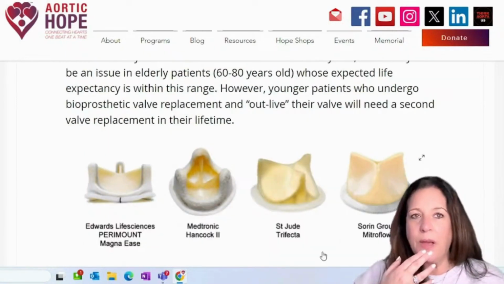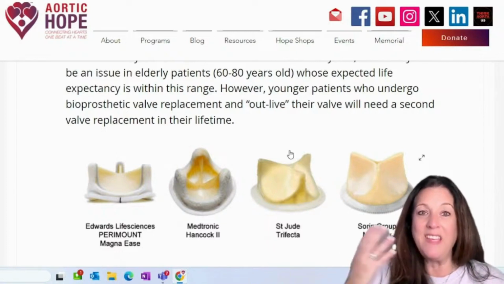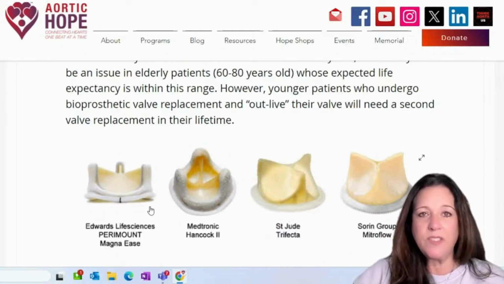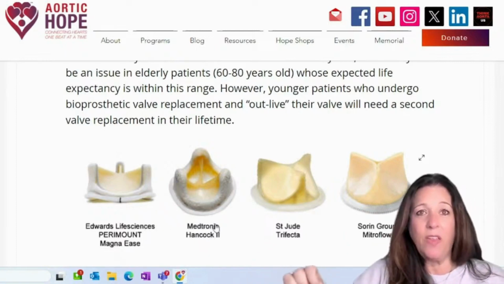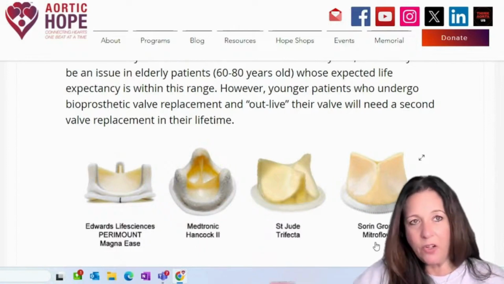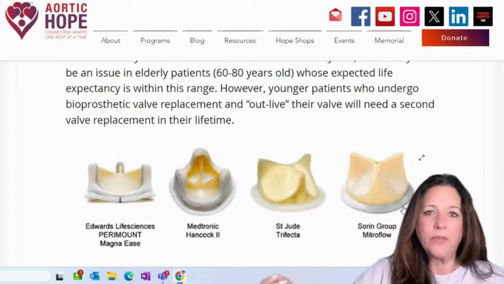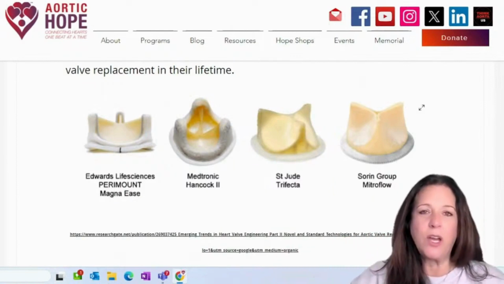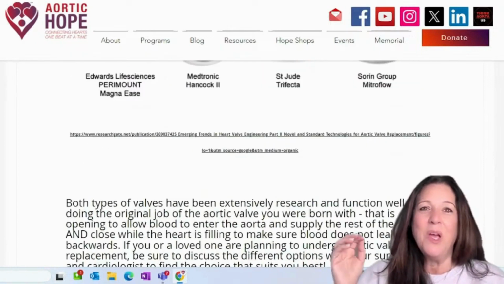So here are some of the tissue valves, which I have seen some of in person, and these actually have what look like three cusps. This one is by Edwards Lifesciences, called the Magna Ease. Medtronic had something called the Hancock 2. St. Jude has Trifecta, and I have not heard of the Sorin Group, and this is Mitroflow. So these are tissue valves, and I'm going to go look at them at some more of the conferences. I would actually like to pretend I'm doing surgery on something. I'm going to go look at these and touch them.